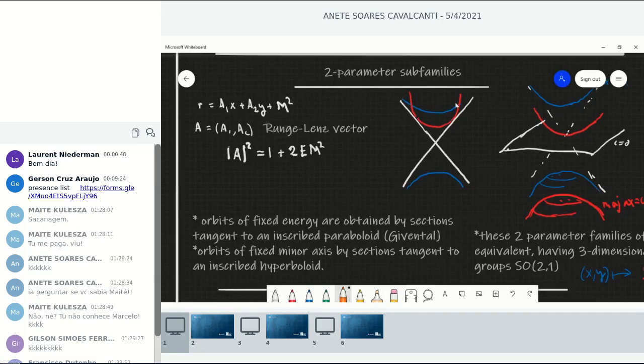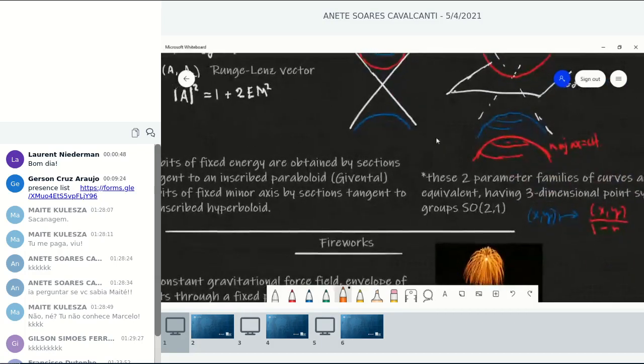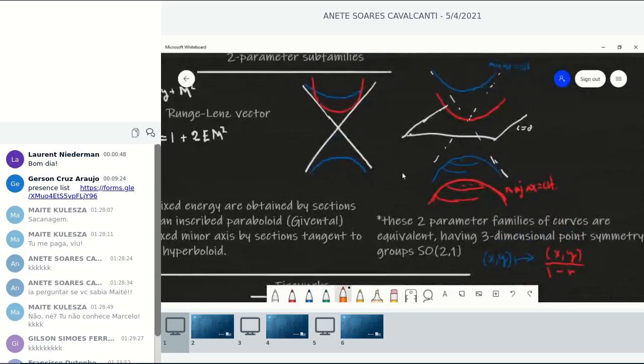Same thing, well, we have this new family. If you take an inscribed hyperboloid, take a tangent plane and project, you get the orbit of fixed minor axis. And so the whole two-parameter family is described this way.